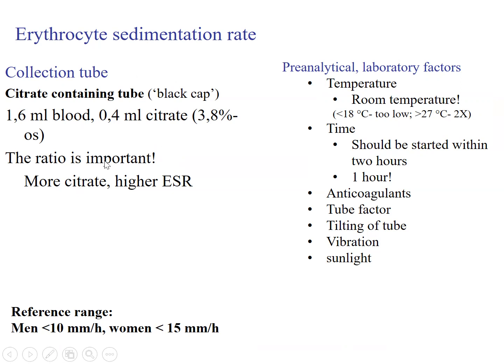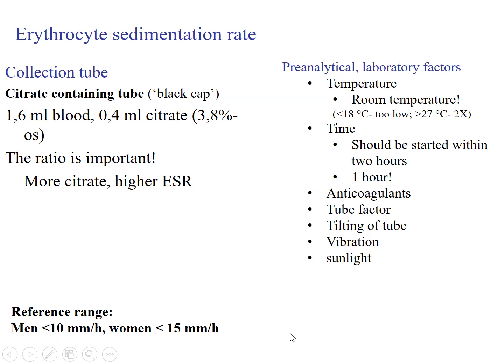Of course, for the collection, we have to use special tubes, which are citrate-containing tubes, and the ratio of the blood and citrate is very important, because more citrate will cause a higher erythrocyte sedimentation rate. And how do we check this parameter? It's very important to check at room temperature, and the timing is also important. It should be started within 2 hours, and many other pre-analytical laboratory factors can change the validity of this parameter.